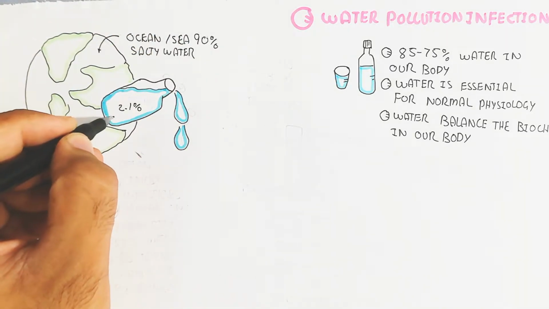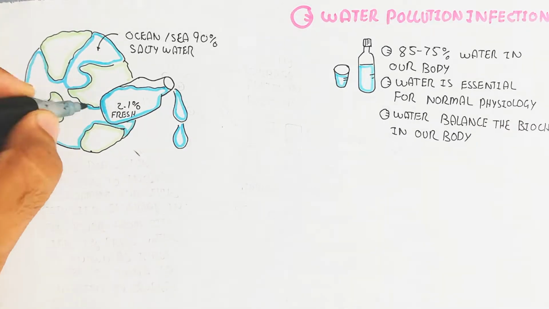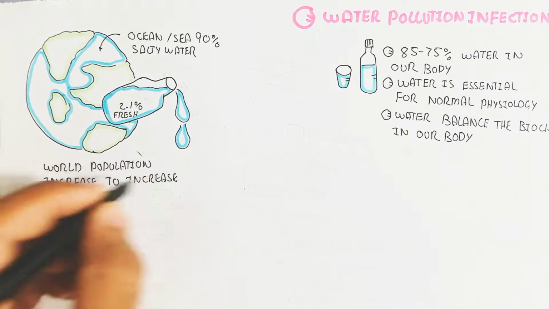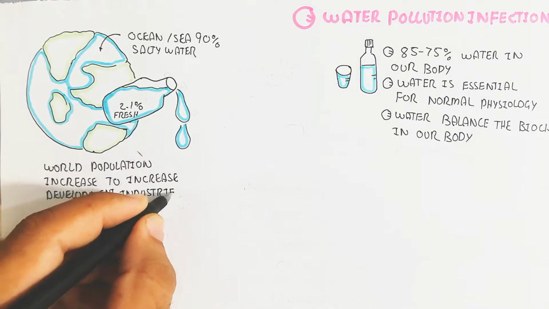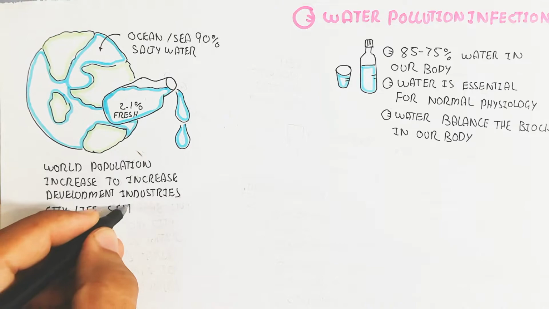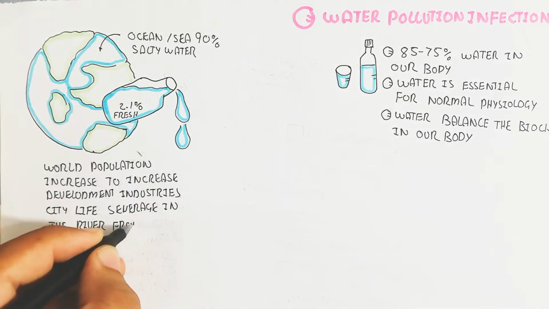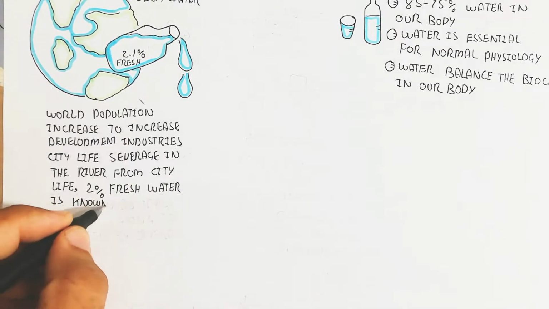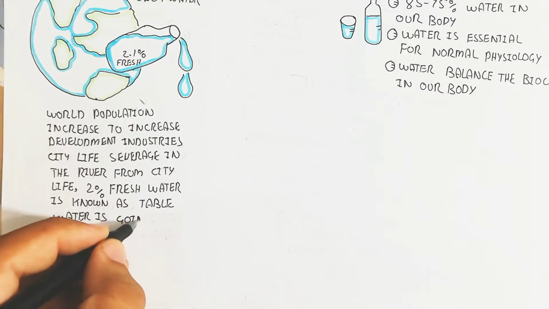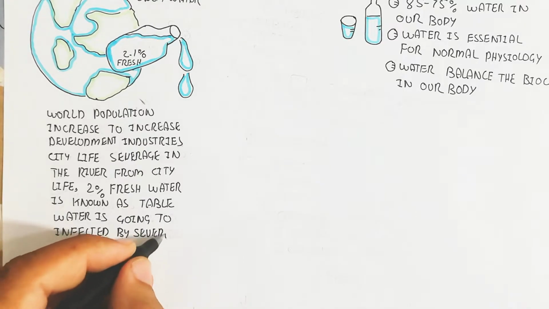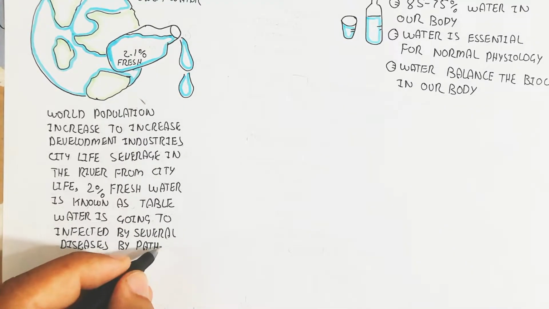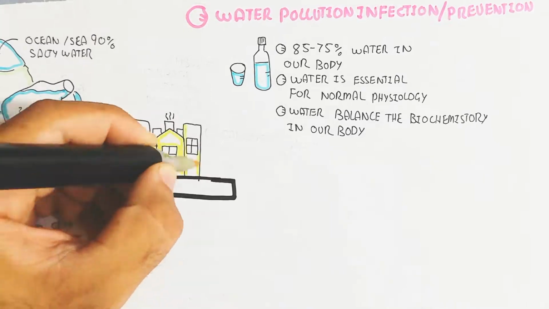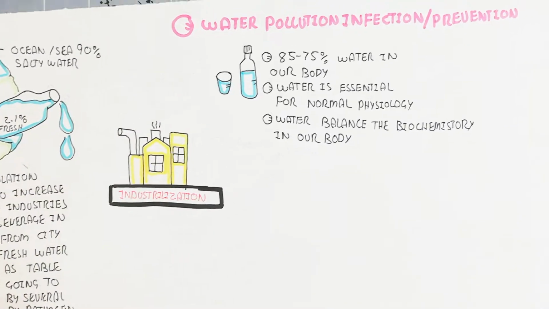The ocean sea is 97% salt water, which is not table water. Table water is 2 to 1% fresh water in the form of rivers, and is also present inside the ground, which is known as groundwater. And the world population has increased, with development, industries, city life, and sewerage going into the river from city life. The 2% fresh water known as table water is going to be infected by several diseases, by pathogens and chemicals. When we drink the water, we can suffer different types of disease, for example pathogenic disease or chemical disease.